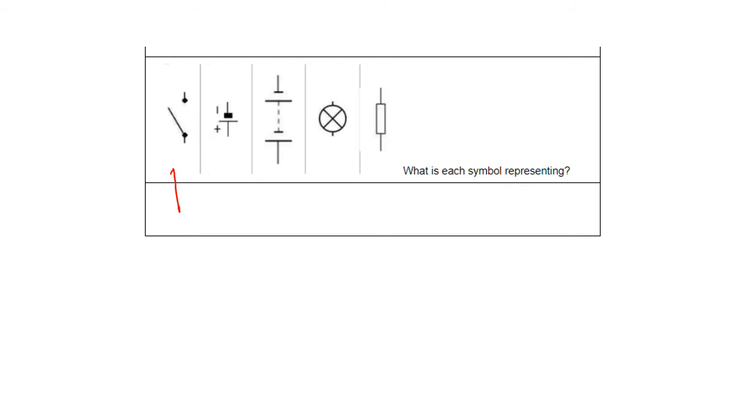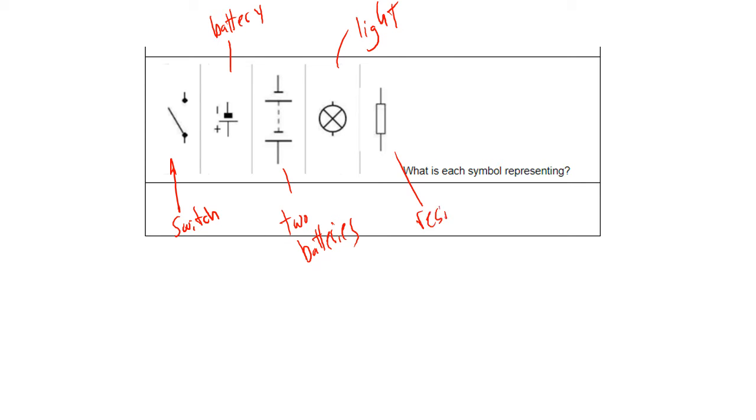Alright, what's each symbol represent? This guy right here is a switch. This is an open switch, so the light would be off. This is a battery. This is two batteries. And this is a light, one of the symbols for a light. And this is a resistor. Resistor could also be like that, but this picture has the European version. Oh well.